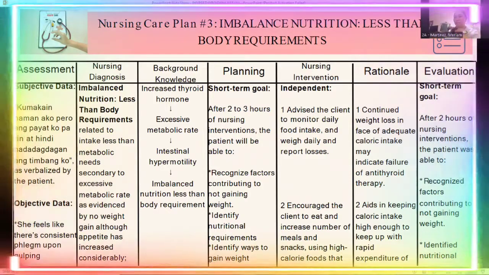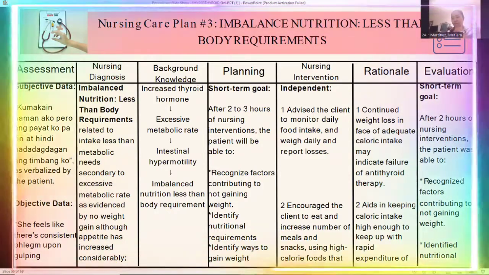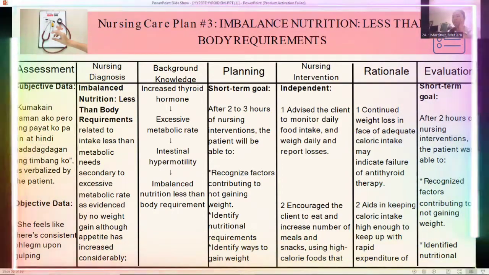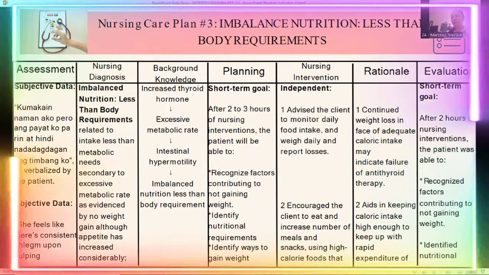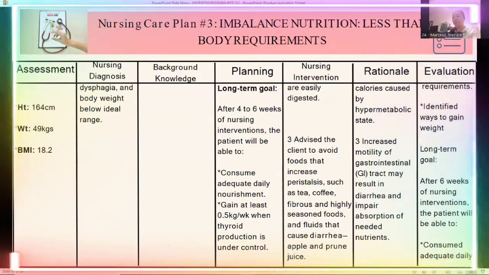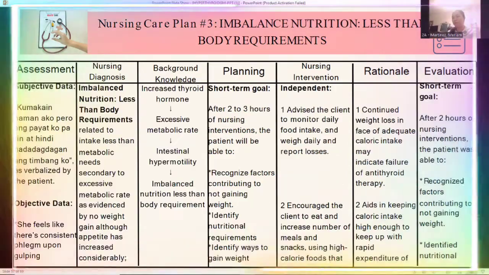So for the assessment, our subjective data: "Kumakain naman ako pero ang payat ko pa rin at hindi nadadagdagan ang timbang ko," as verbalized by the patient. For the objective data, she feels like there's consistent phlegm upon gulping. Her height is 164 centimeters, her weight is 49 kilograms, and her BMI is 18.2.